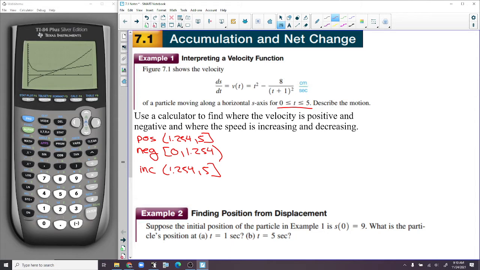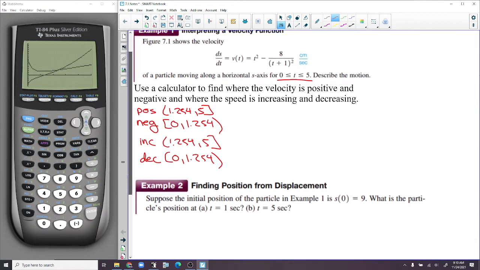And since the acceleration doesn't add any zeros to this, it never goes from positive to negative, it ends up being very similar answers. So the speed is decreasing from 0 to 1.254 because the only 0 that we have to worry about is the 0 for velocity. So if there's zeros for acceleration, then this problem becomes a little bit more complicated. But it's a comparison of acceleration and velocity to decide if it's slowing down or speeding up.